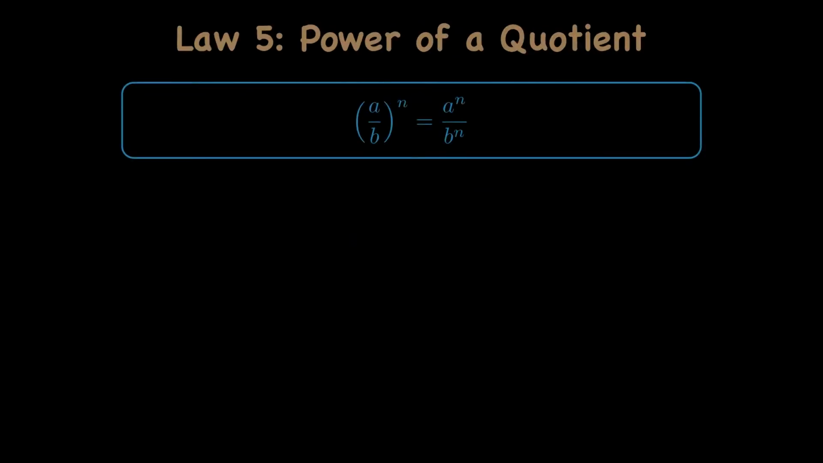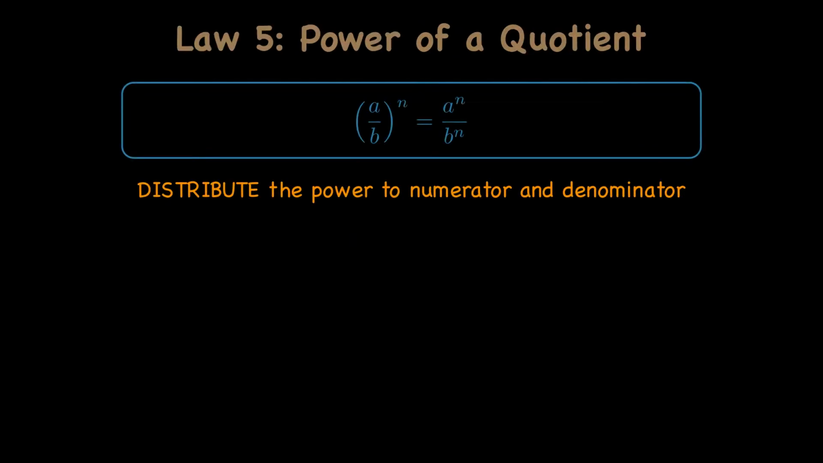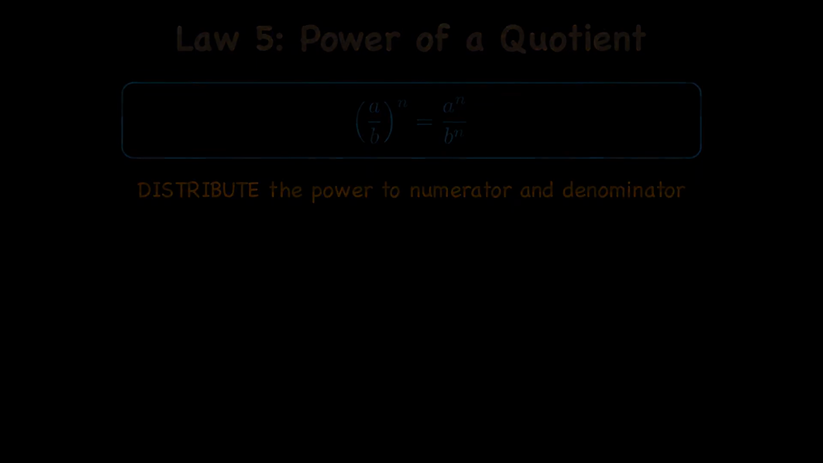Law 5. Power of a quotient. (a over b) all to the power of n equals a to the n over b to the n. You distribute the power to both the numerator and the denominator.